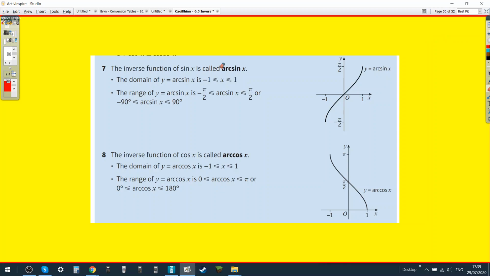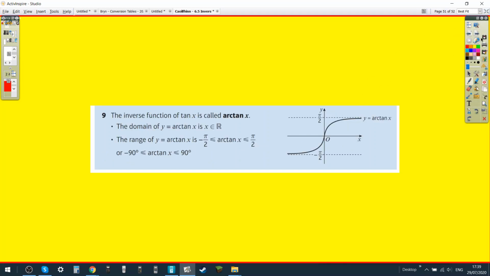Inverse function of sine x is called arc sine x, so that it's a function. For it to be a function, it has to have an inverse function, and so it can't have the same y coordinate twice. And so they have to restrict it between pi over 2 and minus pi over 2. And then you just swap the x's with the y's. Same with arc cos x. Same with arc tan x.